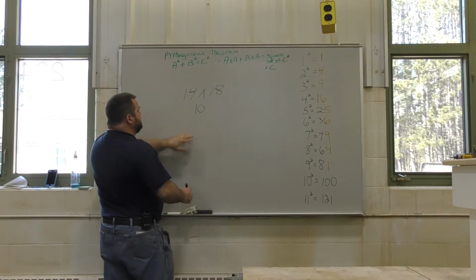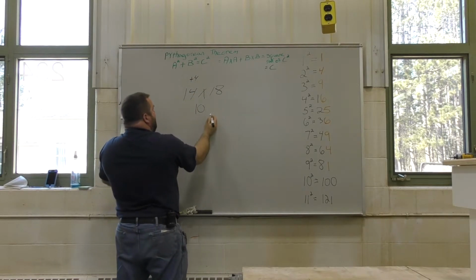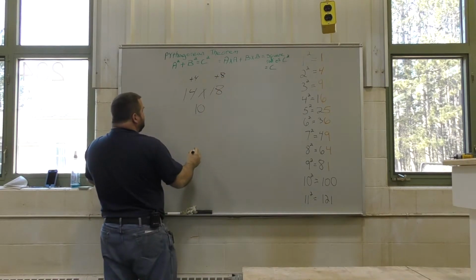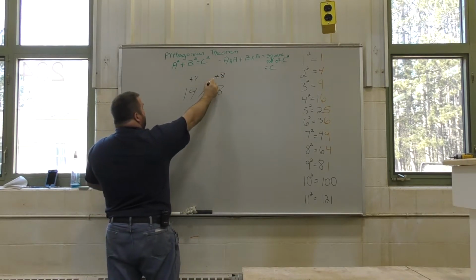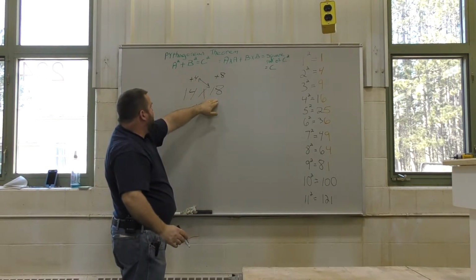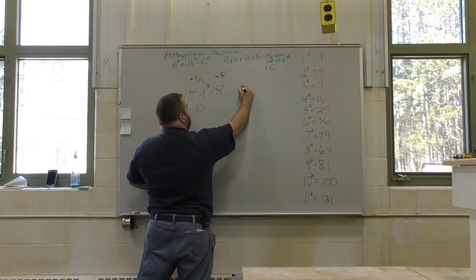So 14 is 4 more than 10. So this is plus 4. 18 is 8 more than 10. This is plus 8. And now we're going to add these two together. Like I said, you go either direction: 14 plus 8 or 18 plus 4. You come up with the same answer, equals 22.